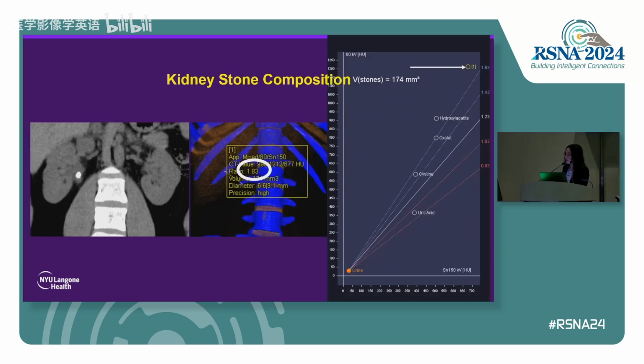So here's an example. On your left is a non-contrast CT showing a right renal pelvis stone. Qualitatively, of course, you can't tell what the composition is, but you can see the dual energy ratio is 1.83. It falls here on our material decomposition diagram, so we know this is a mixed calcium stone, and this could be treated with shockwave lithotripsy.